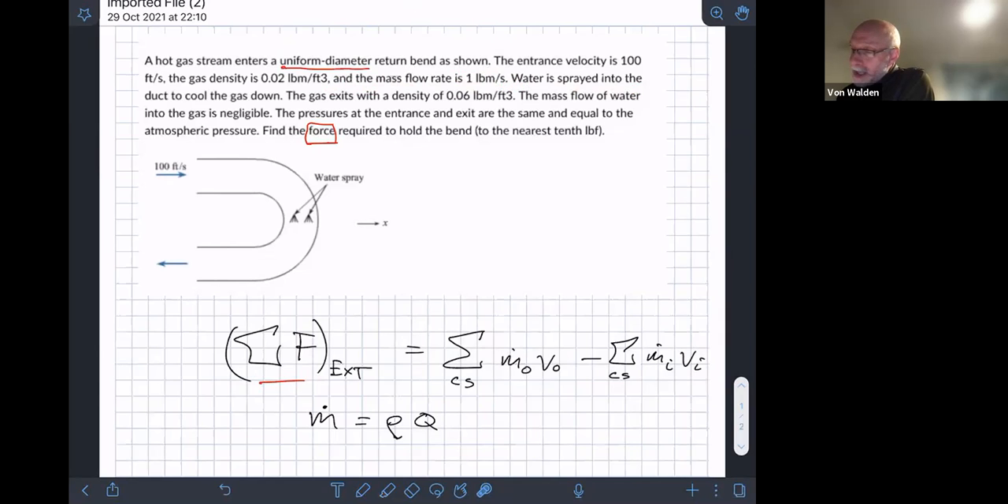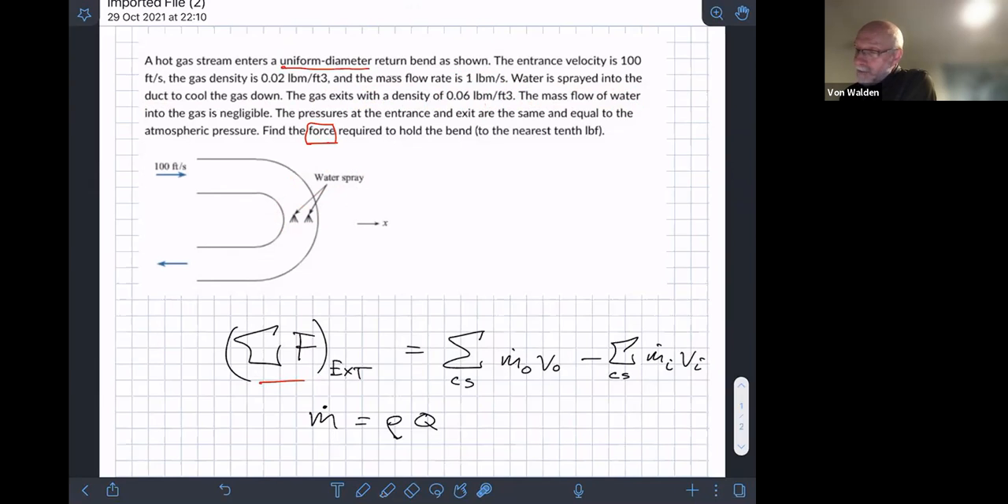The water is sprayed into this duct in this area right here to cool the gas down. The gas exits with a different density. It actually has a higher density because it's been cooled, and it's now 0.06 pound force per cubic foot.